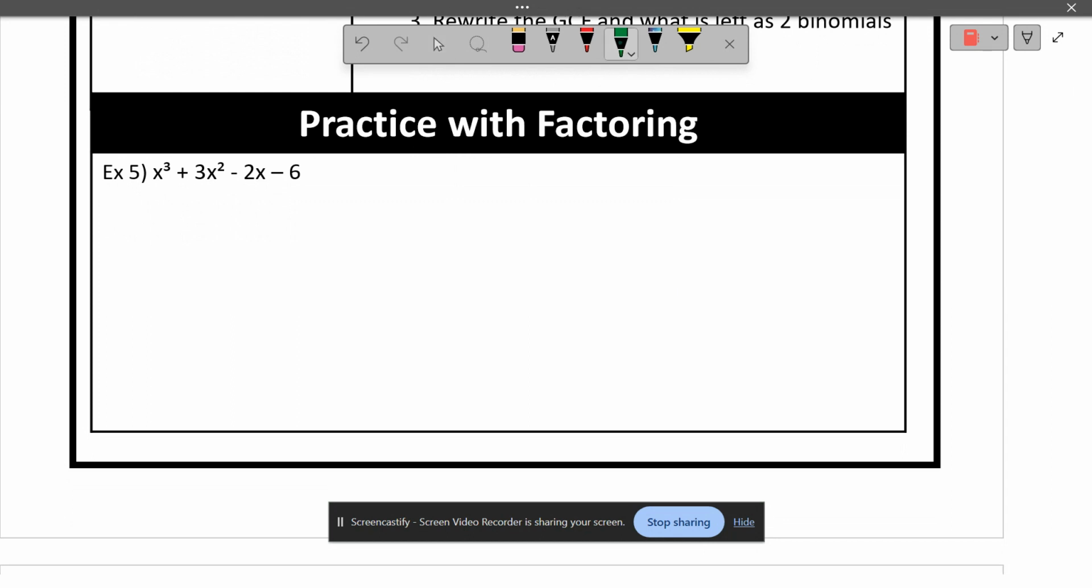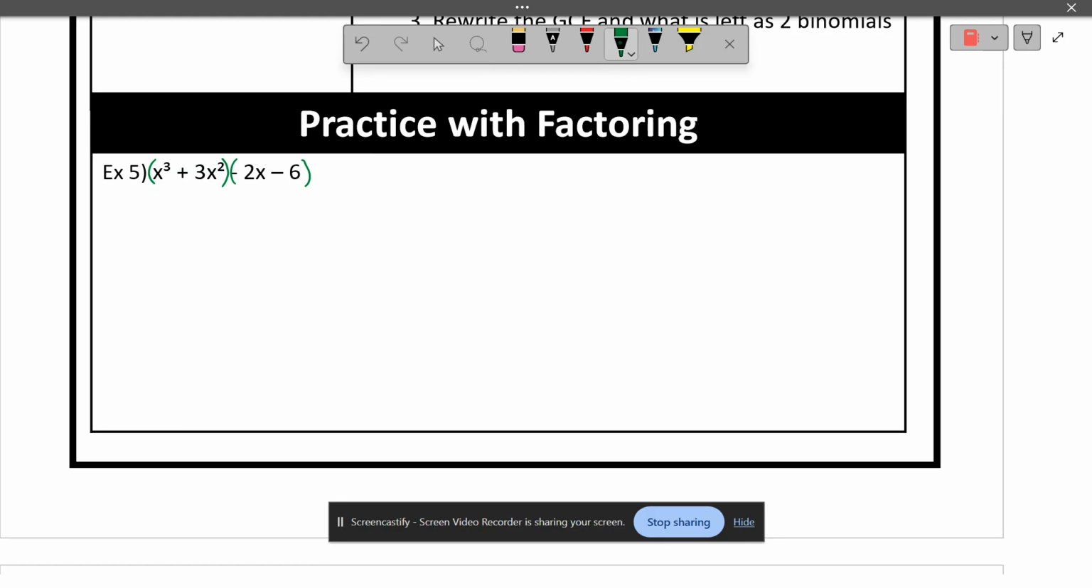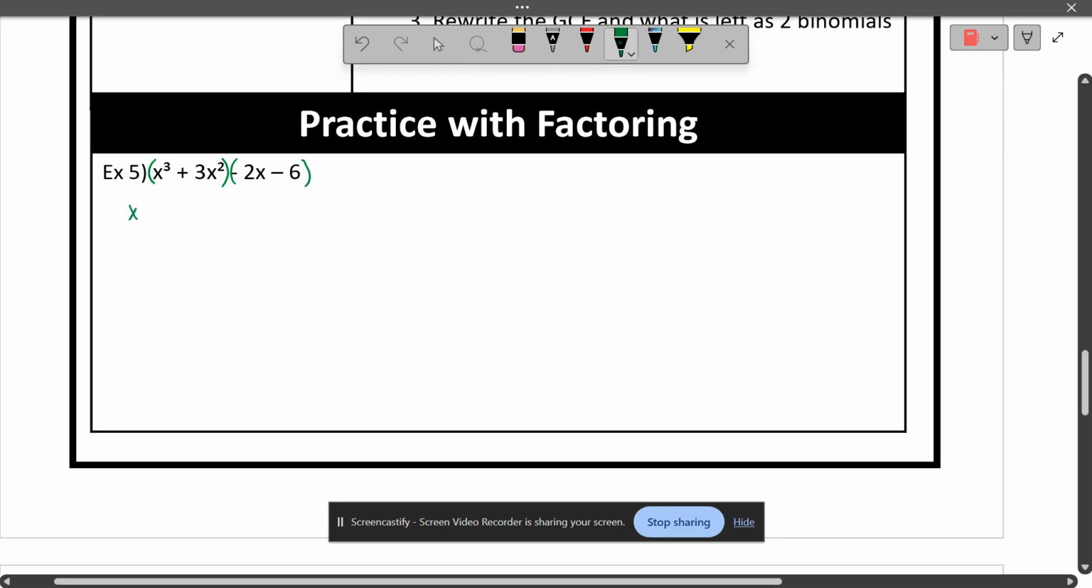So in example 5, you notice that I have 4 terms. So I'm going to group the first 2 terms and group the second 2 terms. Note the sign that's in the middle goes with the last 2 terms. I'm then going to find my greatest common factor within my first 2 terms, which is going to be x squared. I'll then have x plus 3 left. In here, I've got negative 2 that can come out. I'll be left with x plus 3.